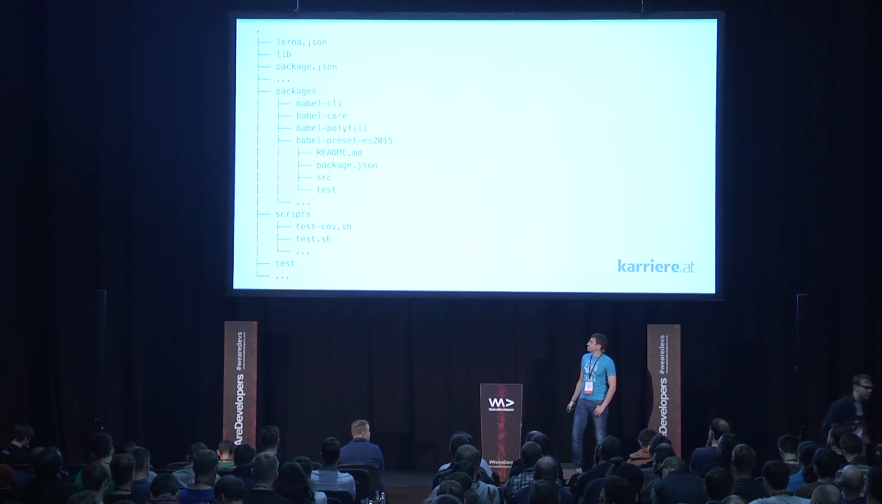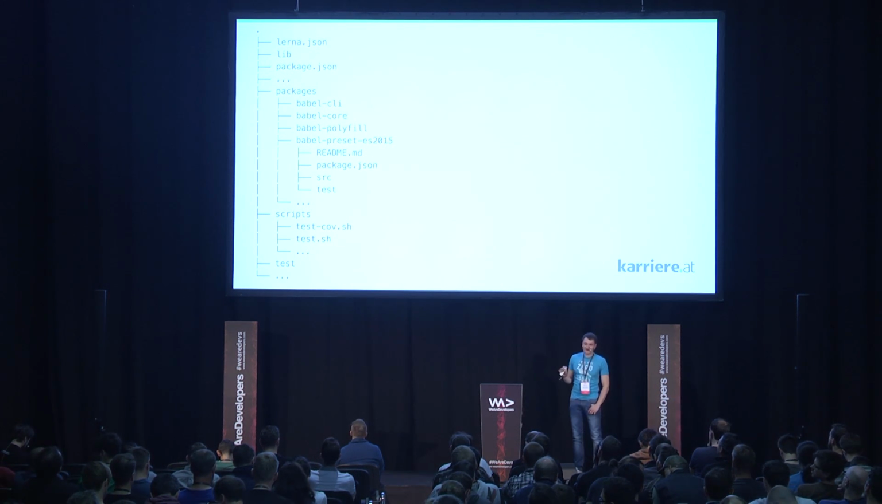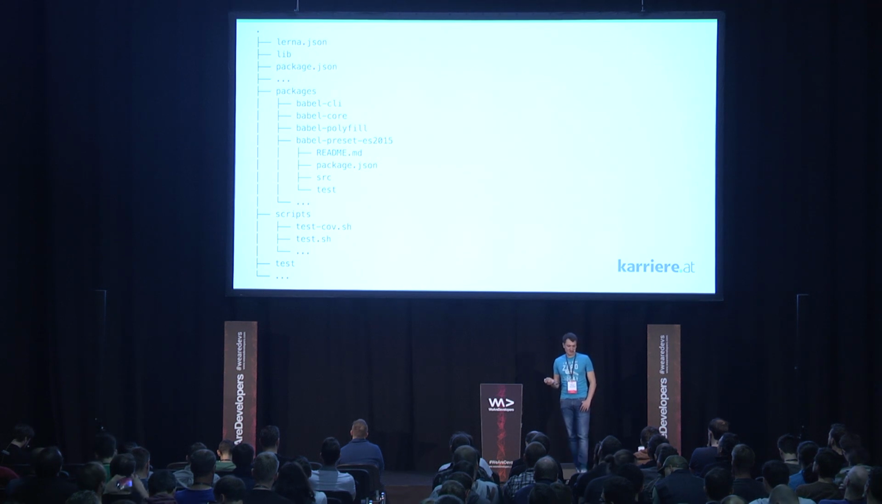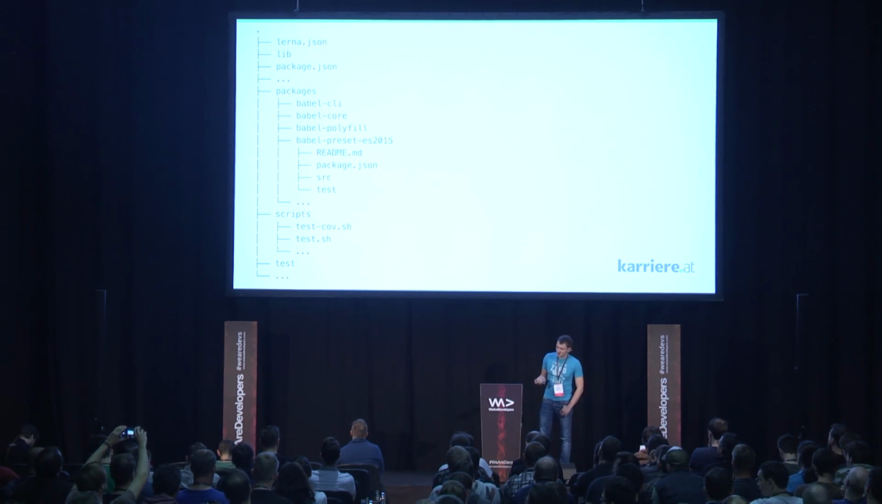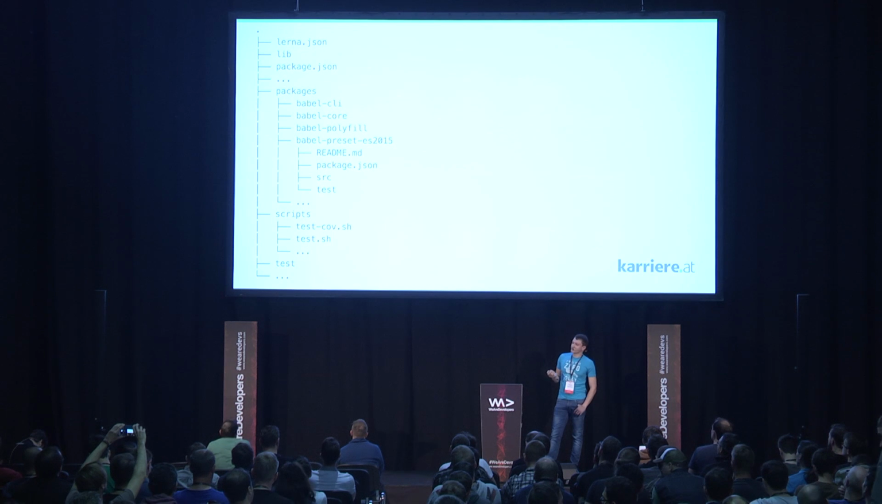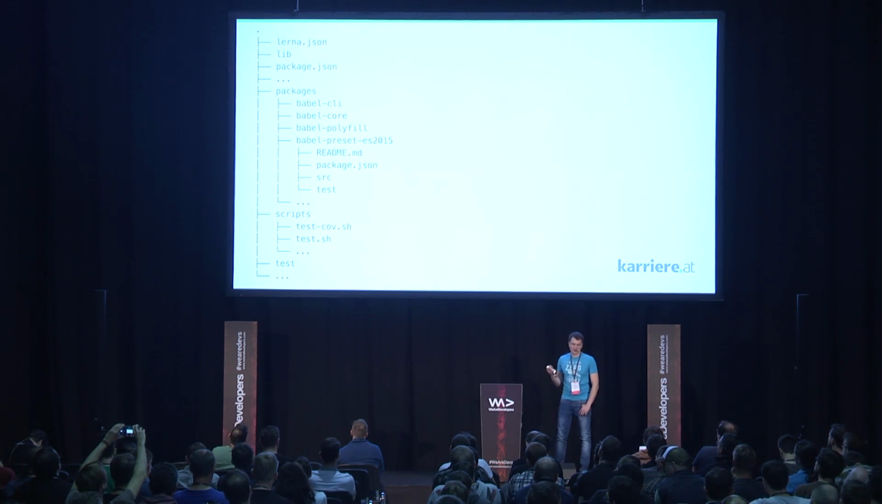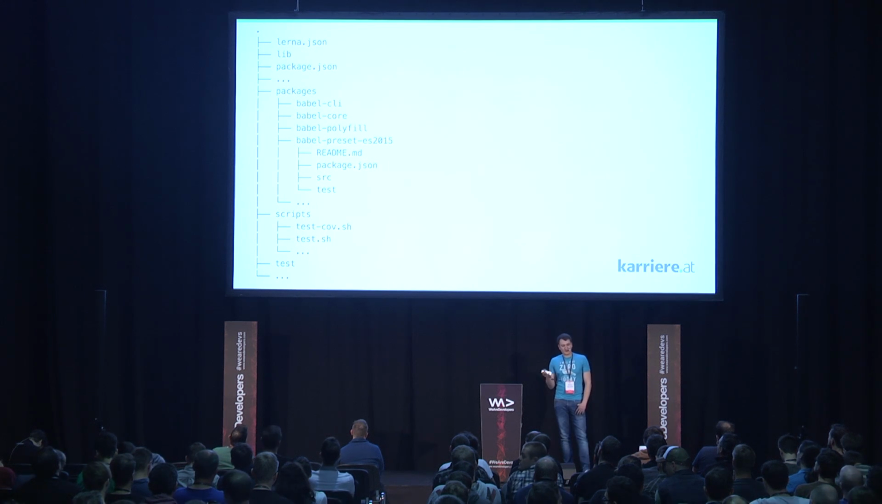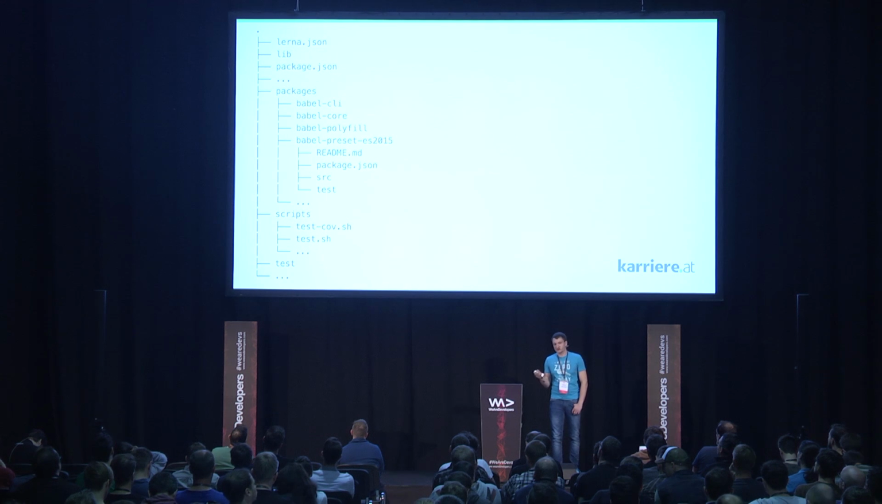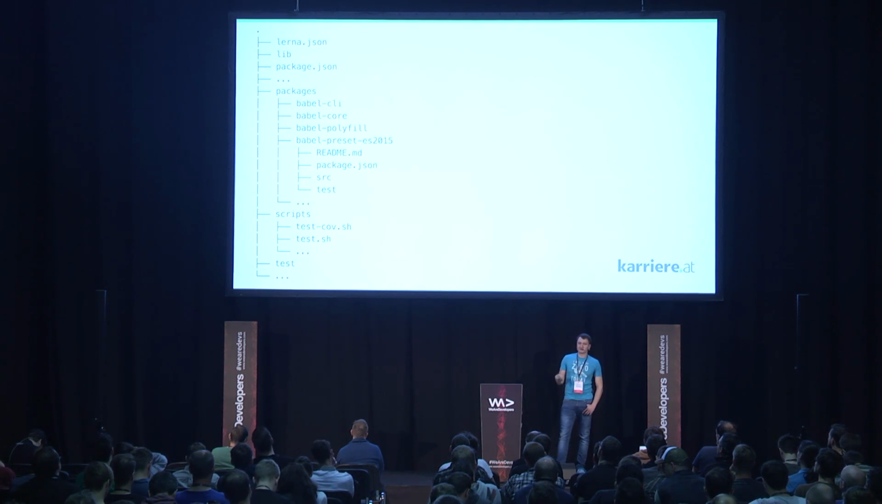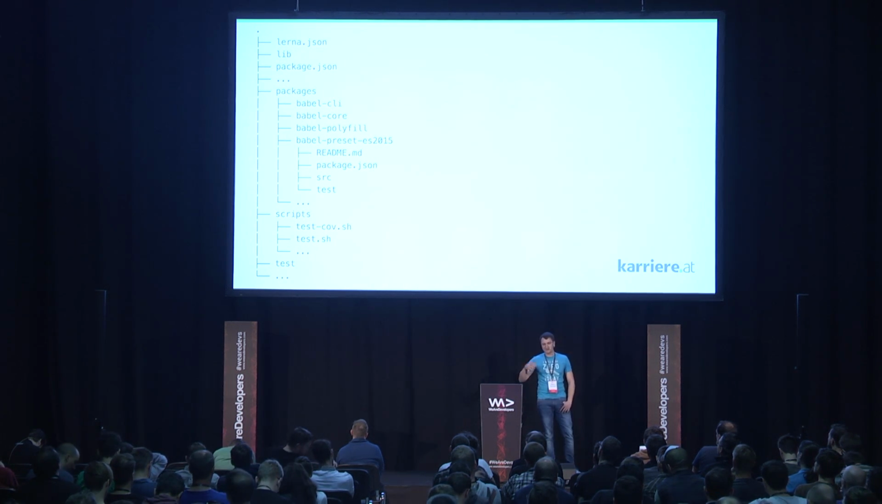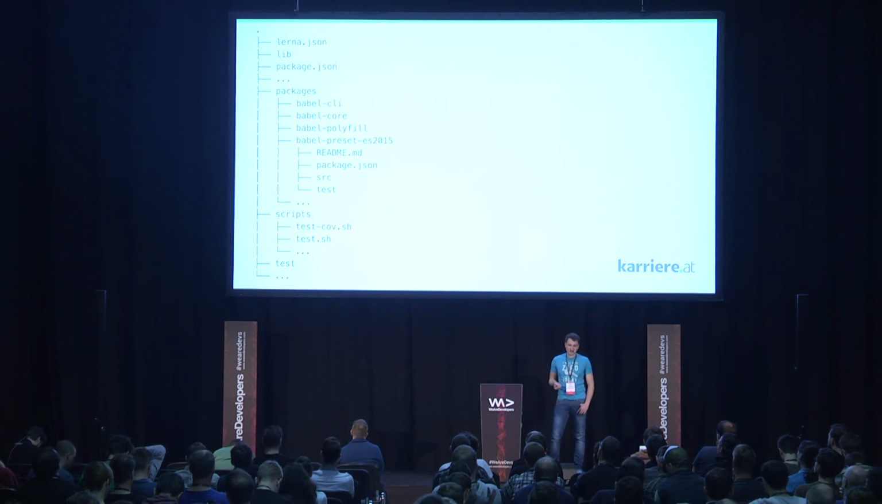What we can see here is a simplified file tree of the Babel project. At the top there is a lerna.json file. This is the configuration file for the Lerna tool. There is a library directory. This is one upside of using a monorepo approach: you can reuse library code across all of your projects managed in the repository.